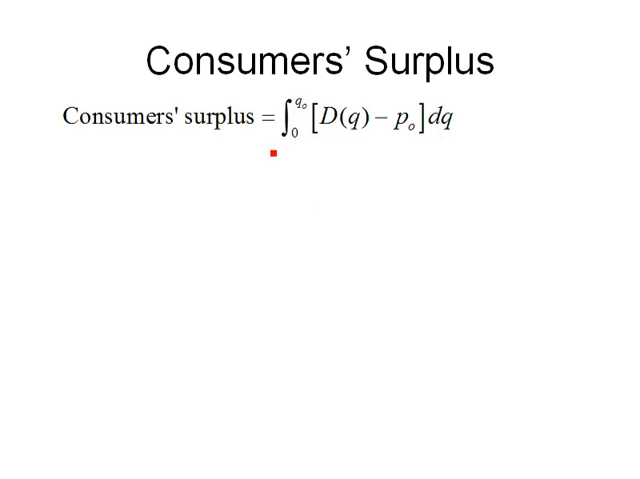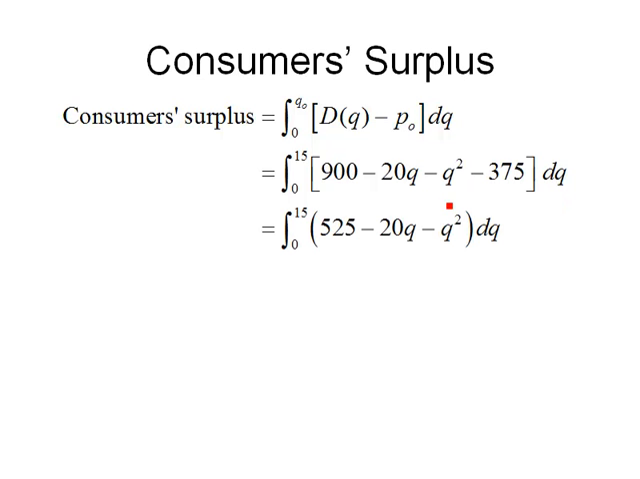So let's go ahead and find that in this case. Our equilibrium quantity was 15, so we have to find the definite integral from 0 to 15, and we have to take the demand curve minus the equilibrium price, so 900 minus 20Q minus Q squared, and then subtract 375, and we're going to be integrating with respect to Q. So if I combine my like terms together here, I get a definite integral from 0 to 15 of the quantity 525 minus 20Q minus Q squared dQ.